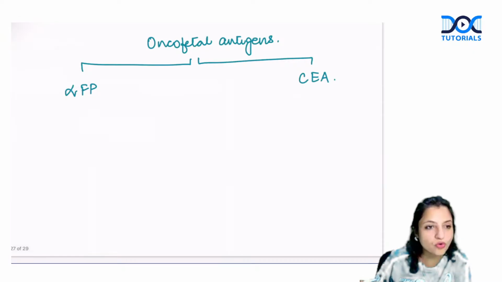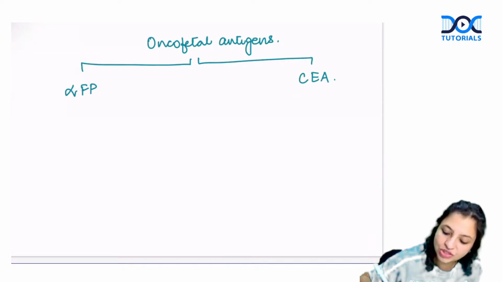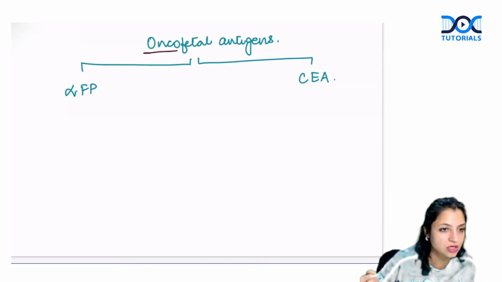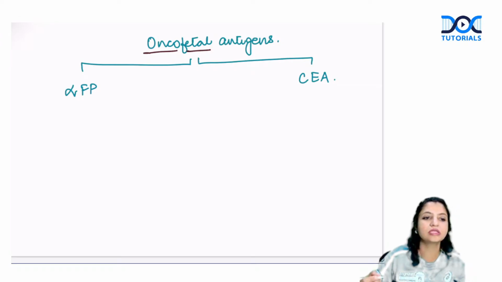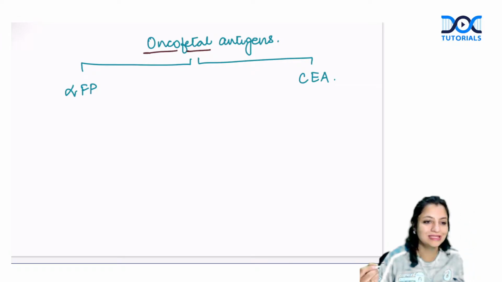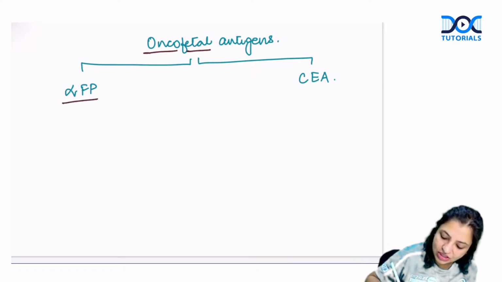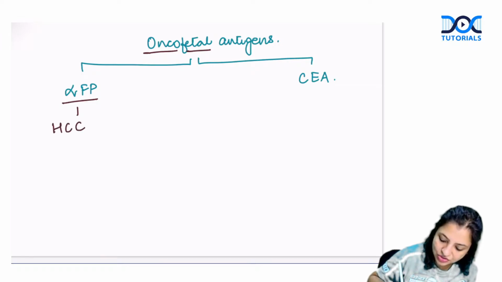Now, coming to the oncofetal antigens. Here you have to remember oncofetal antigens are those which are either present in the fetal life or they are present in the cancer. So that is very, very important. Here we have two tumor markers which you have to remember, alpha fetoprotein and CEA. Alpha fetoprotein is very, very important in hepatocellular carcinoma.